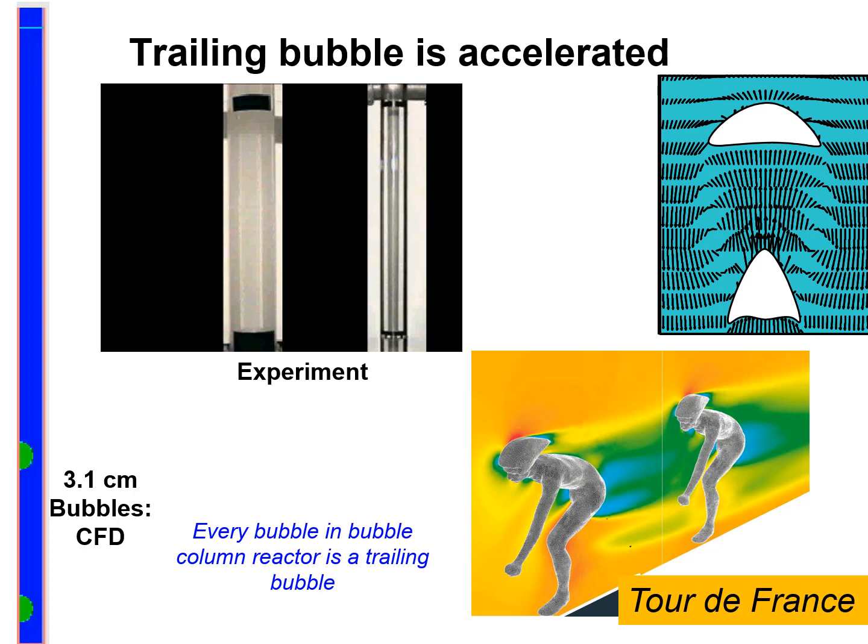Let's see how the bubbles rise. You will note that the trailing bubble has caught up with the leading bubble. In other words, even though the diameters of the two bubbles are the same, the trailing bubble rises faster than the leading bubble.